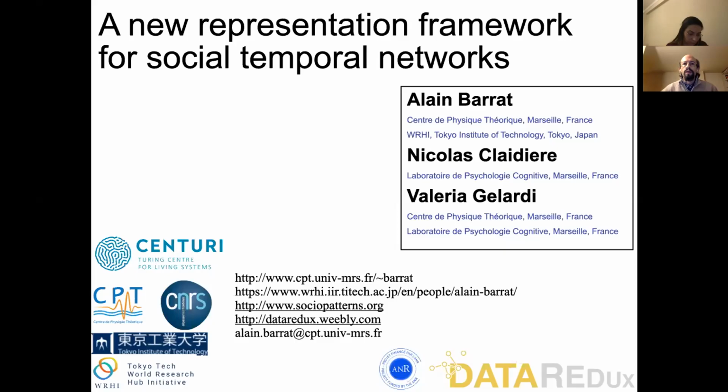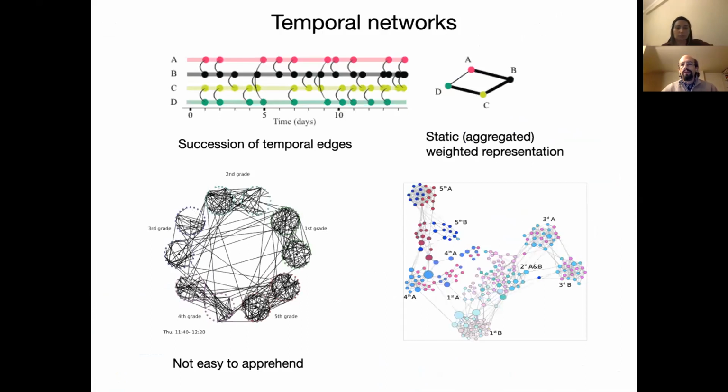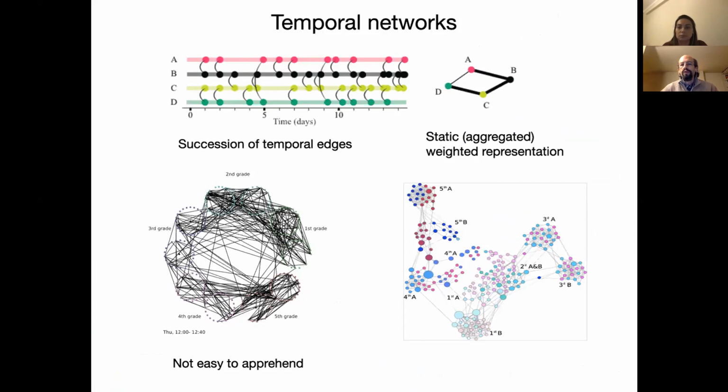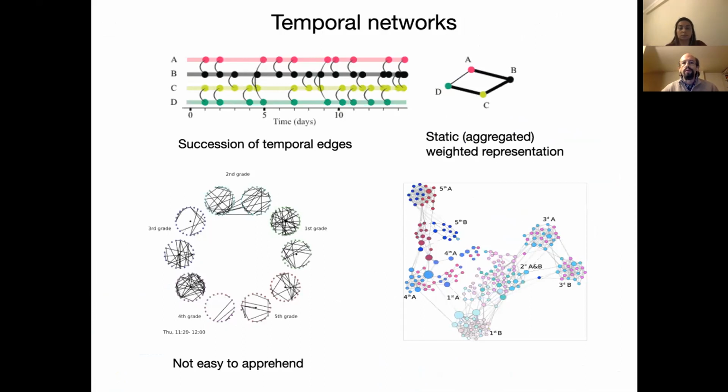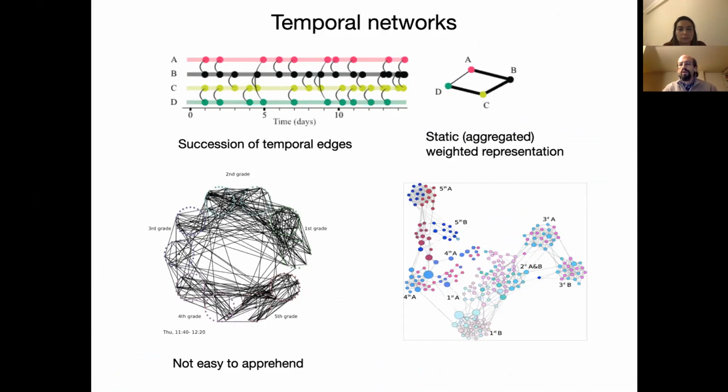ago. And it's about social temporal networks and how to represent these. Indeed, we have nowadays an increasing number of data sets which describe contacts or interactions of people with temporal resolution. So those are represented naturally as temporal networks, which are a succession of temporal edges. And sometimes we just aggregate all this temporal information to obtain a static weighted network.